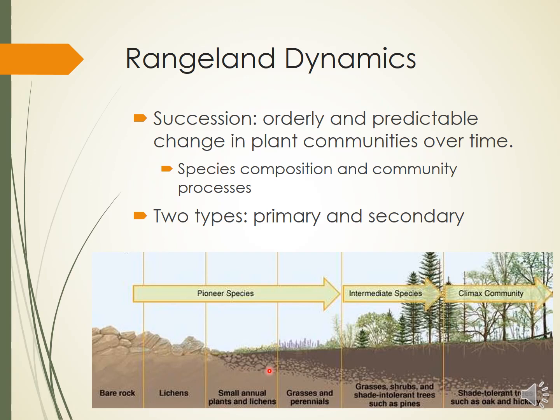From there, we start transitioning into what's termed the intermediate species. And this is where you're going to start to see shrubs intermixed with those forbs and grasses. And in this particular example, you're going to see shade intolerant pines. Finally, when we transition out of those intermediate species, we reach the climax community.